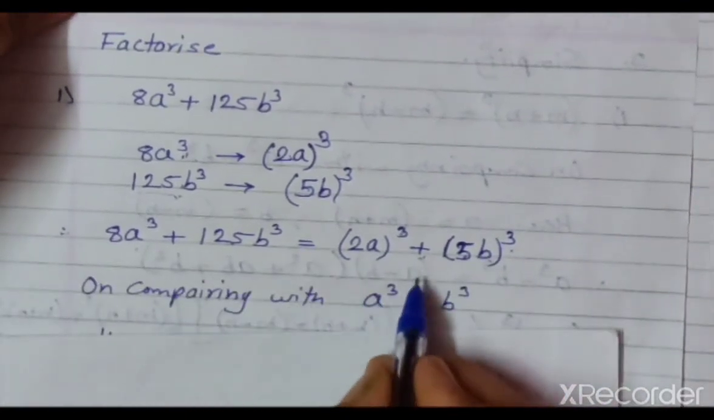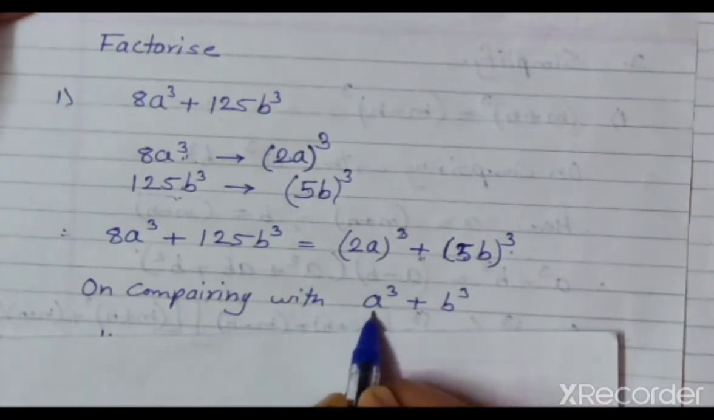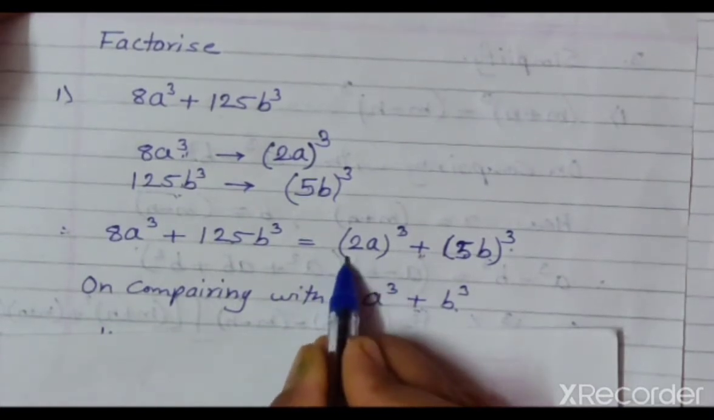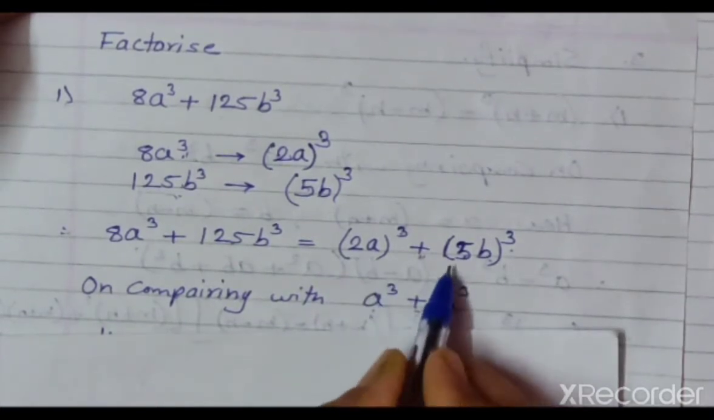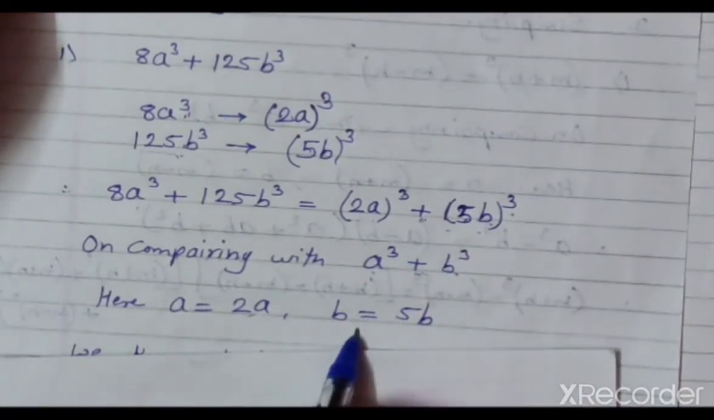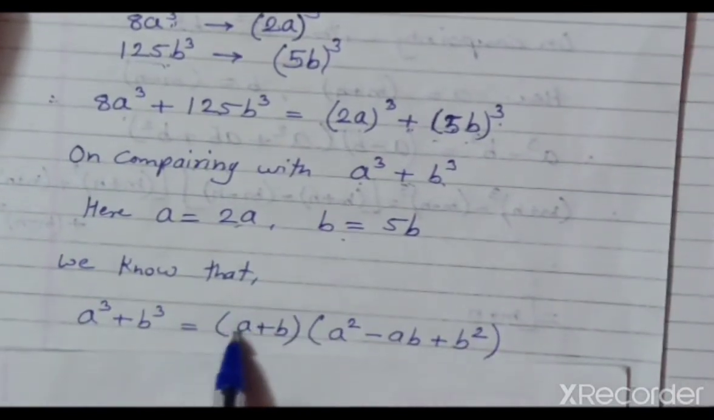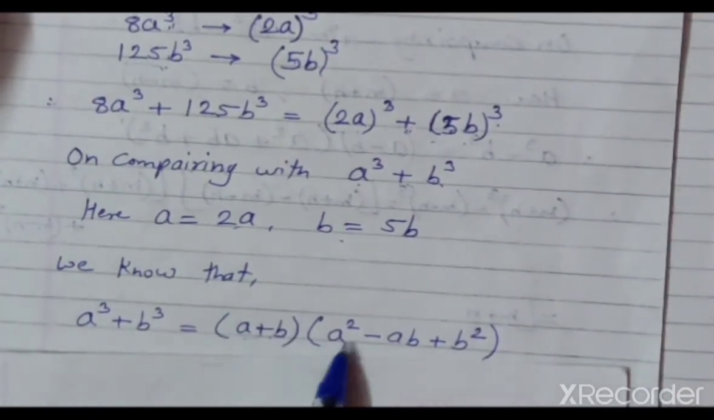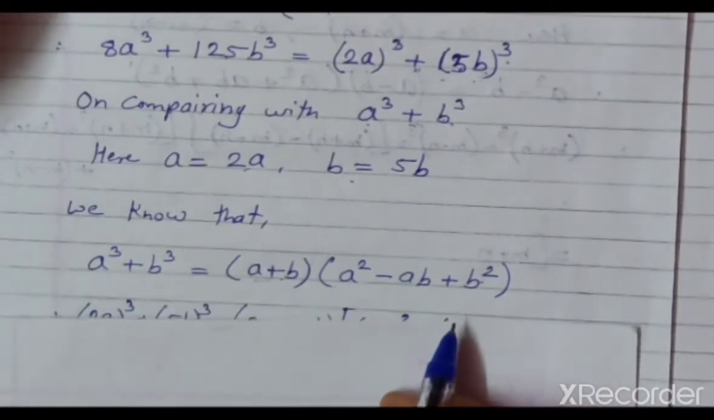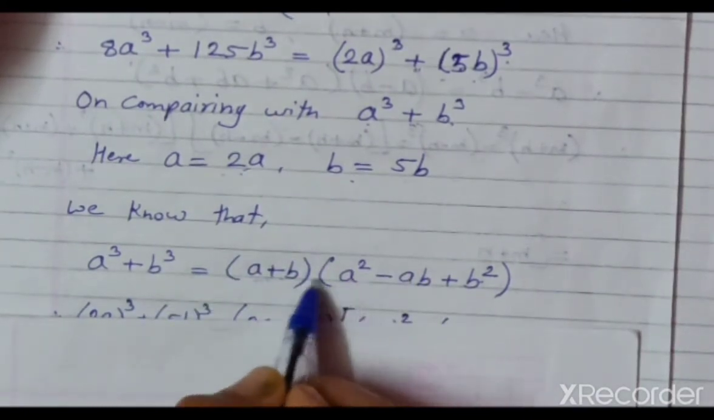Now on comparing with a³ + b³, because here it is a plus symbol, the value of a is now 2a and the value of b is now 5b. So these are the two values. We know the expansion of a³ + b³ is equal to (a + b)(a² − ab + b²). So let's substitute all these values, that is 2a and 5b, in this formula.